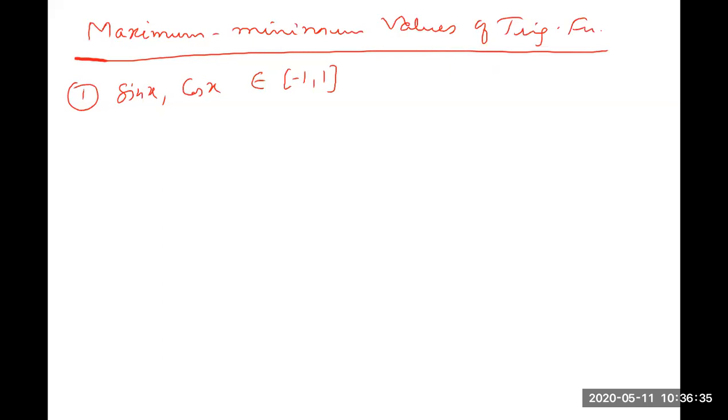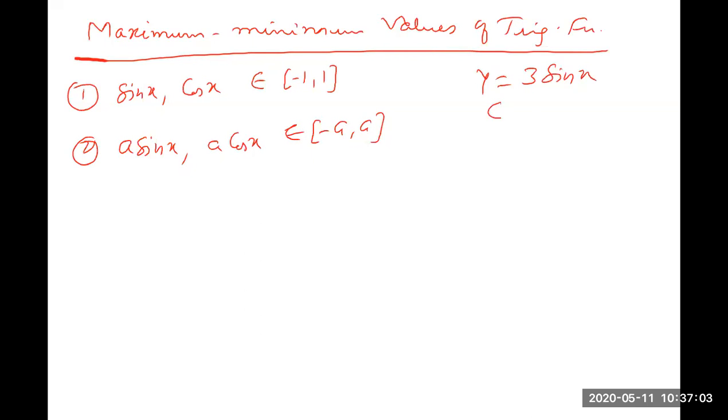Next. If it is a sin x or a cos x, what will be the maximum minimum value? Minus a to a, because sin x minimum value will be -1, maximum value +1. For example, y is equal to 3 sin x. So the minimum value can be -3 and the maximum value can be 3.